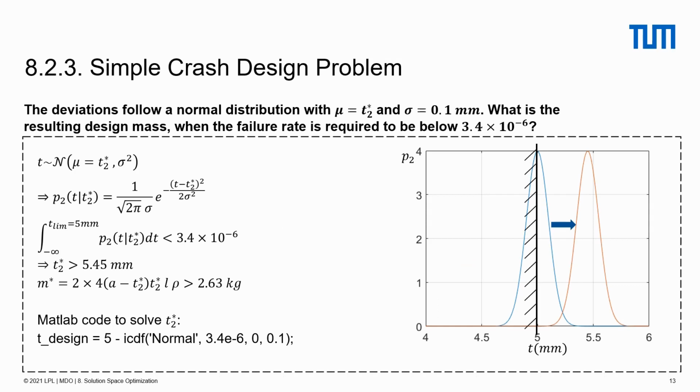Task 3. The deviations follow a normal distribution with the mean mu equals T star and sigma equals 0.1 mm. What is the resulting design mass when the failure rate is required to be below 3.4 times 10 to minus 6?